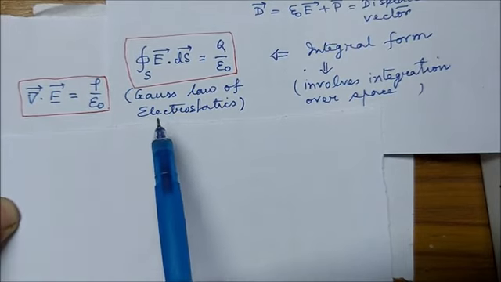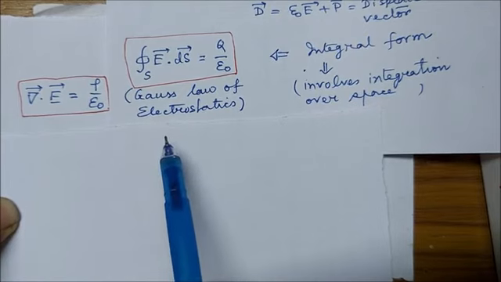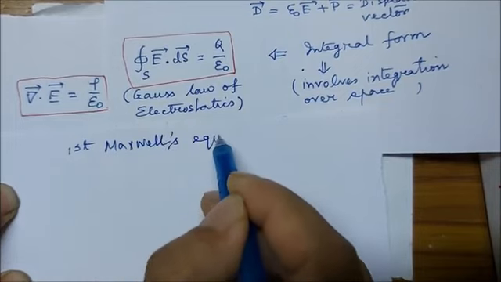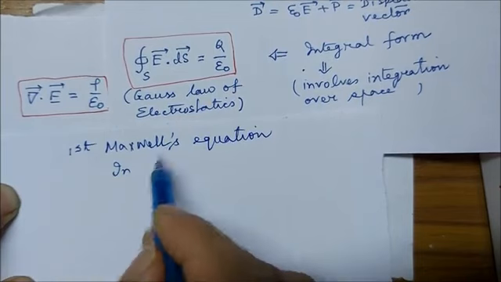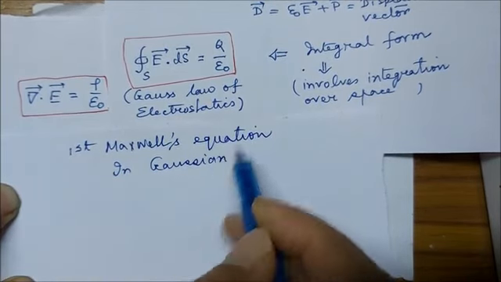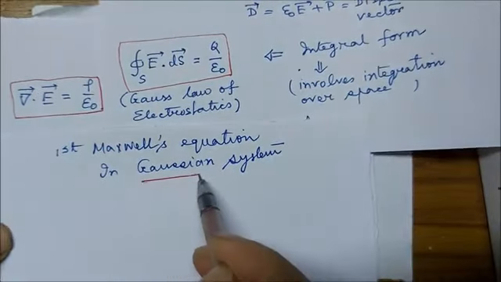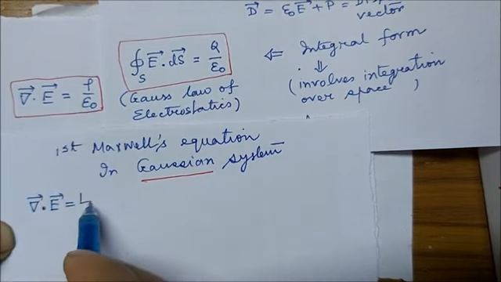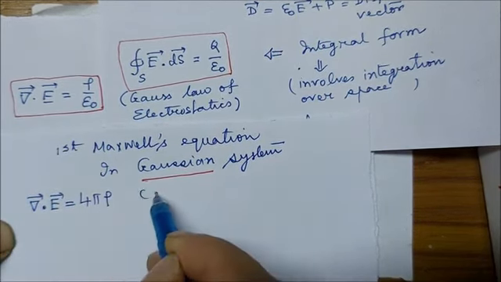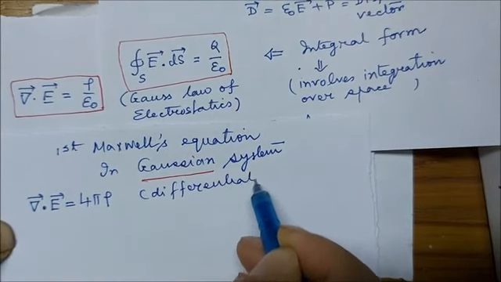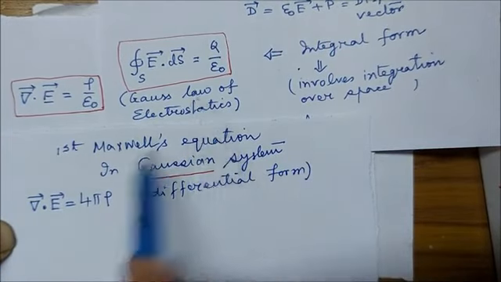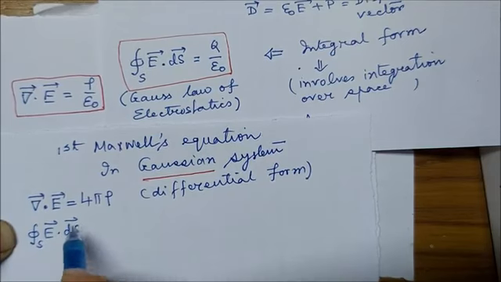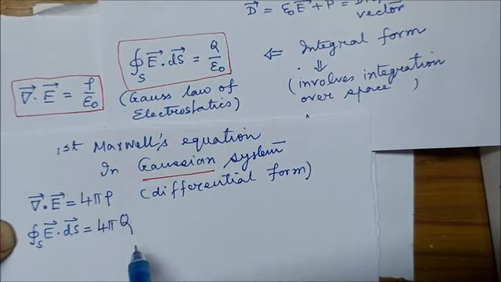Let us now write down the first Maxwell's equation in Gaussian unit or Gaussian system, and it is divergence of E equal to 4 pi rho, and this is the differential form, and the integral form in Gaussian system will be closed surface integral of E dot dS equal to four pi Q.